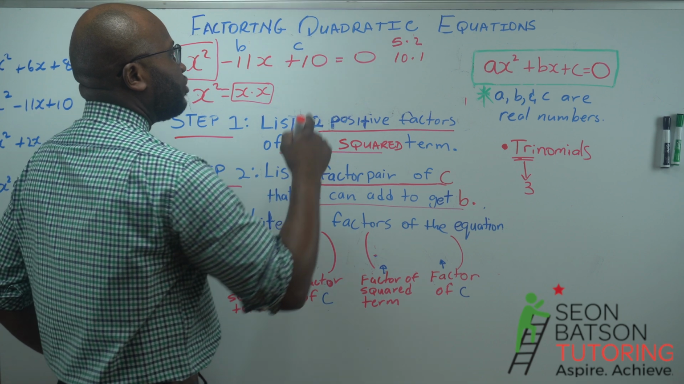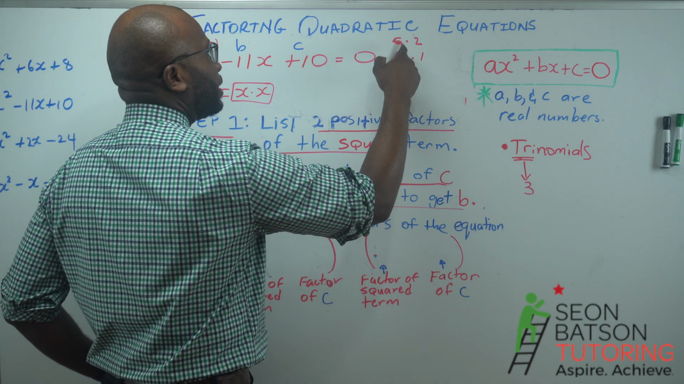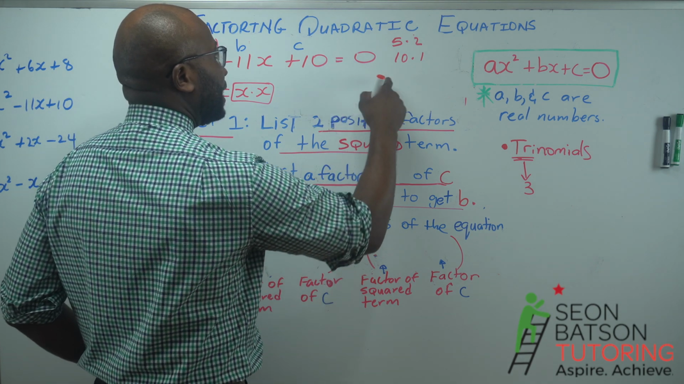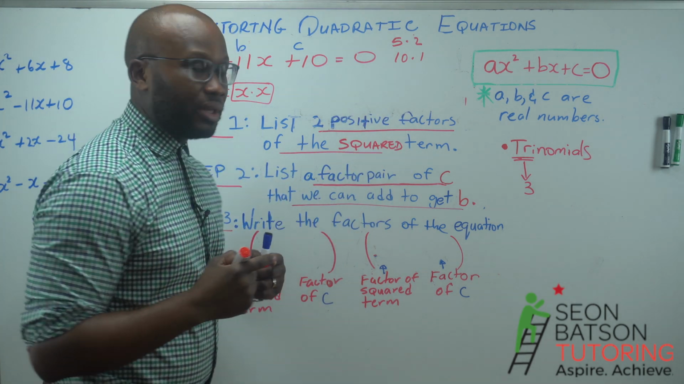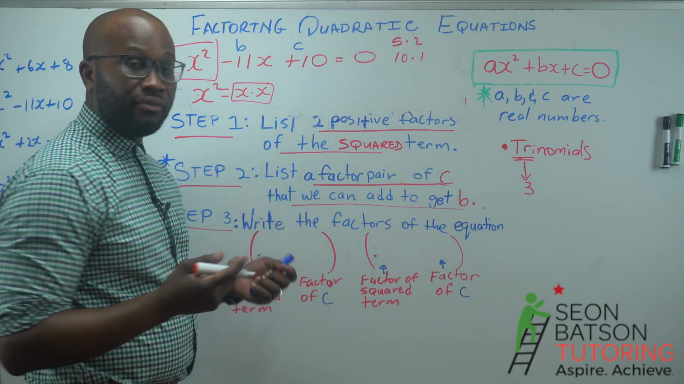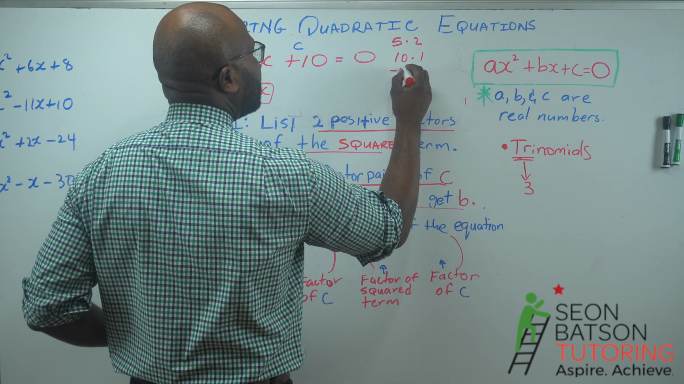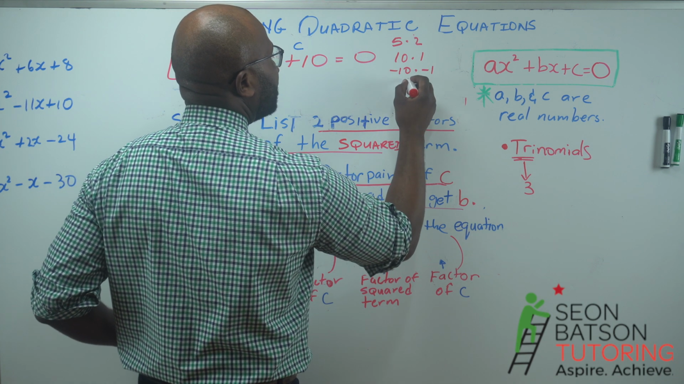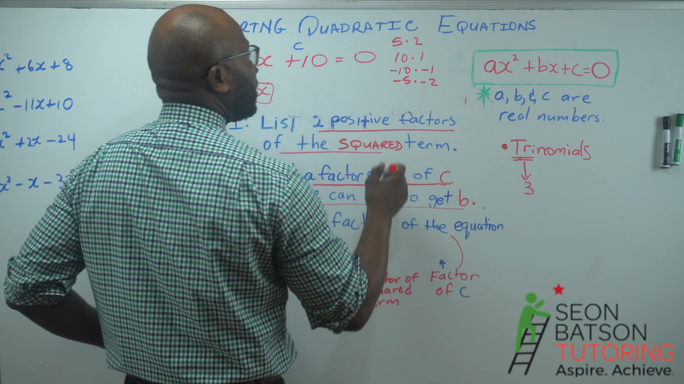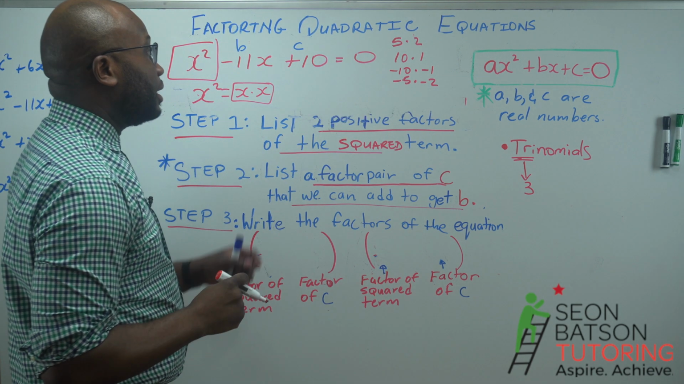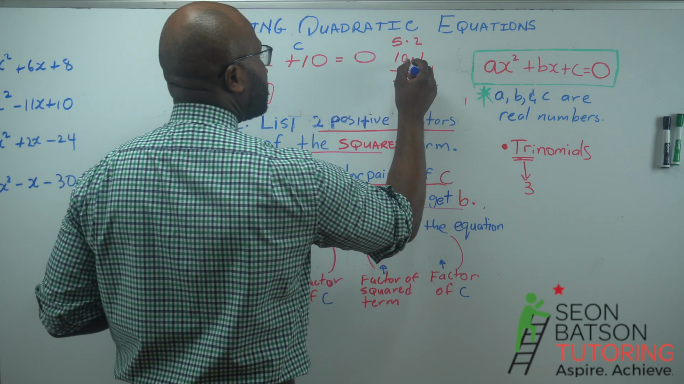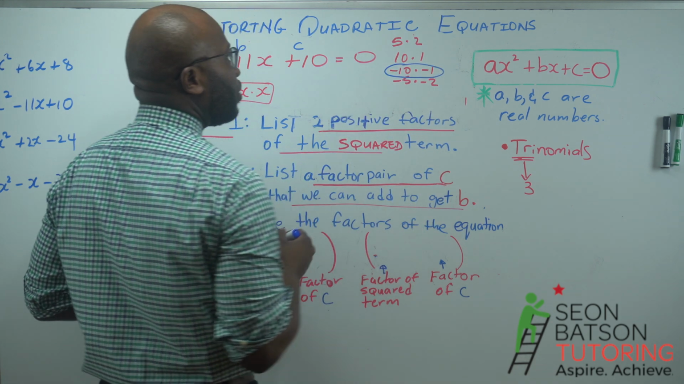However, if we add 5 and 2, we will get 7, not negative 11. And if we add 10 and 1, we will get positive 11. But we need to get negative 11. So we have to try some negative factors. So we can do negative 10 times negative 1 and negative 5 times negative 2. Now, which of these factor pairs can we add to get negative 11? Can you see it? We can use negative 10 and negative 1.